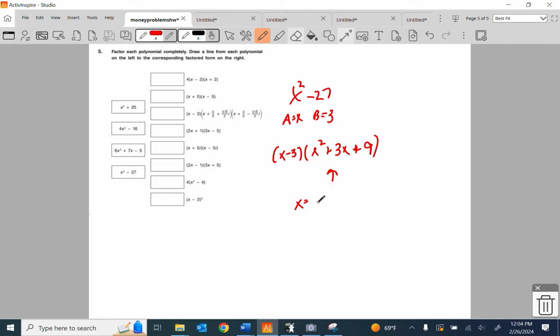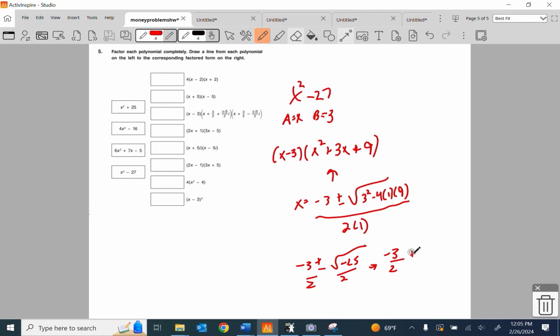It's x equals negative b plus or minus square root b squared minus 4ac all over 2a. We get negative 3 plus or minus square root. This is 9 minus 36, which is negative 25. Both pieces over a 2. So negative 3 halves plus or minus 5i over 2. And I apparently have done something wrong. What did I do wrong? I'm not sure.